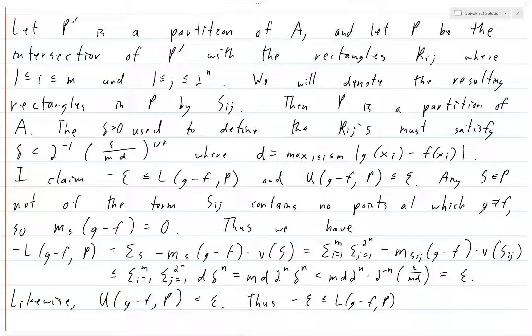And therefore, if we take the lower sum, it has to be at most 0. And so this is less than or equal to 0. Similarly, if we look at the upper sum, any rectangle contains a point which is not xi, so every rectangle contains 0. So if we take the supremum, it's going to be at least 0. So 0 is less than or equal to the U of G minus F, P, and we've proven that this is less than or equal to epsilon.